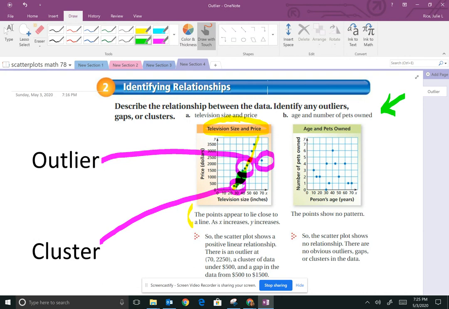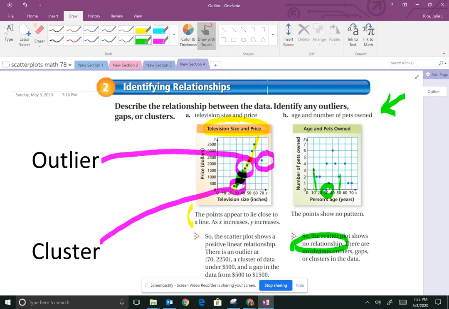Look at B, the age of somebody and the number of pets owned. If you look at this, you should see right away there's no line formed. It's not curved. It's not even close to a line. There is no pattern, so there is no relationship. Notice, a 10-year-old has 3 pets right here. Then I've got a 30-year-old with none. And then I've got a 50-year-old with 2. So there's no relationship at all.